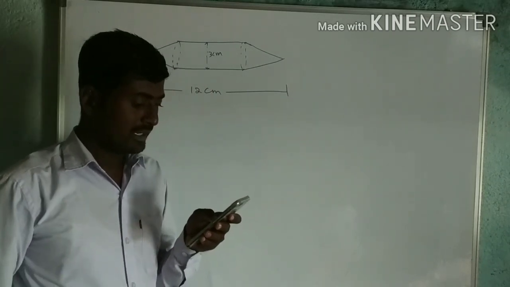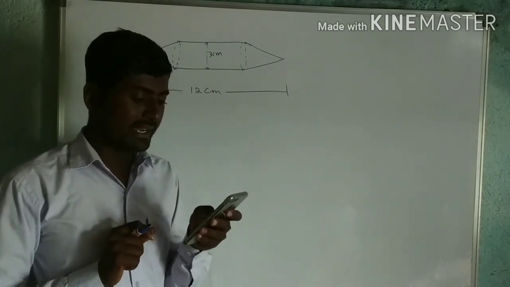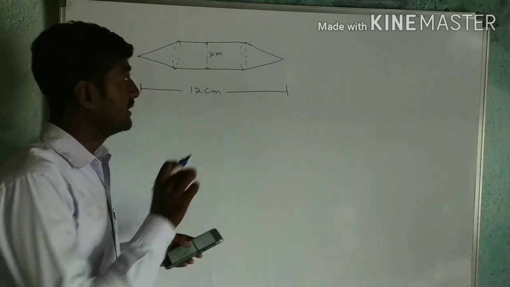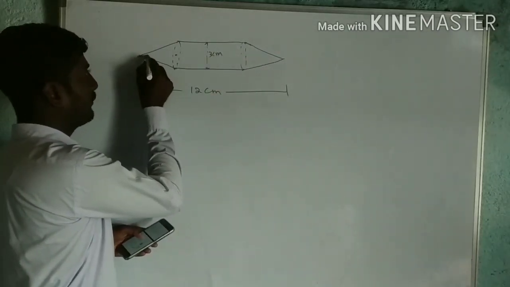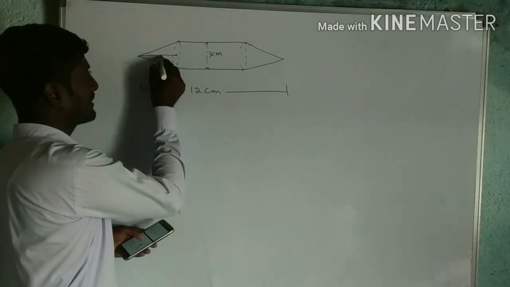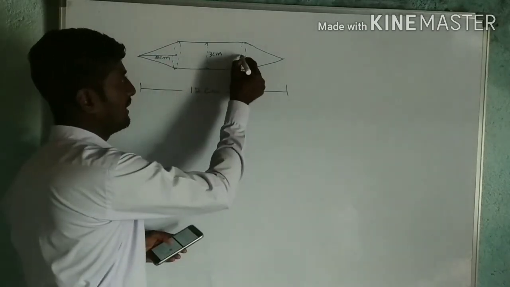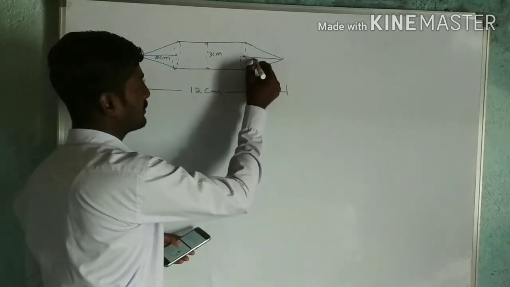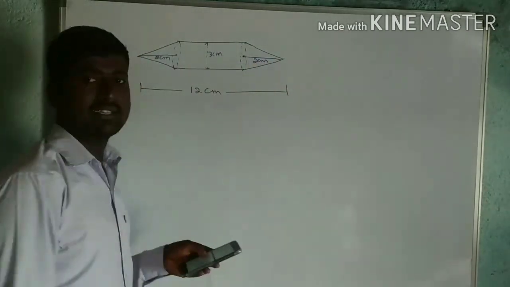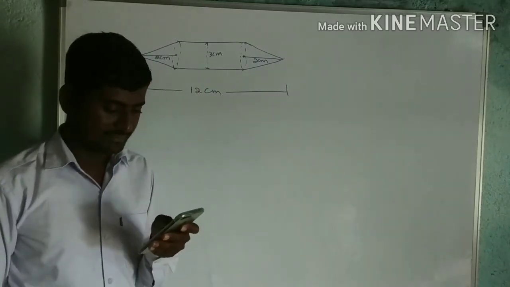Now next, each cone has a height of 2 centimeter. These are the two cones. These two cones have a height of 2 centimeter. So let us take this as 2 centimeter and this is also 2 centimeter. Each cone has a height of 2 centimeter.